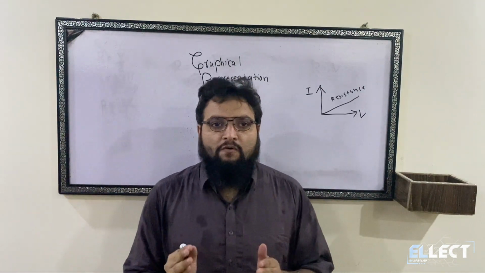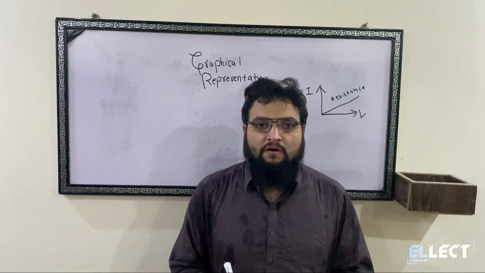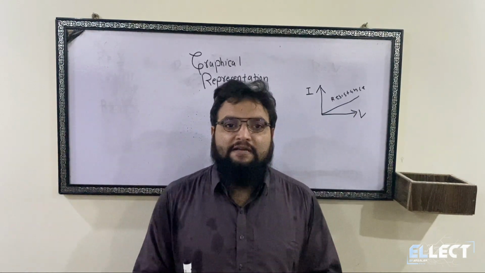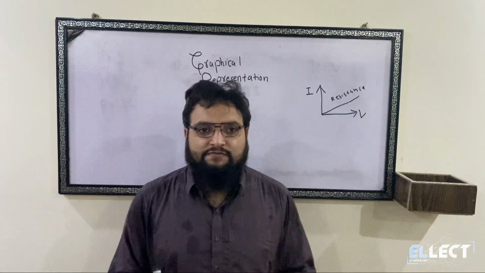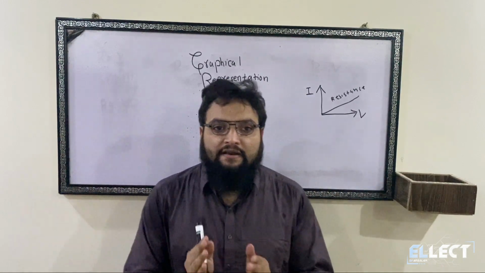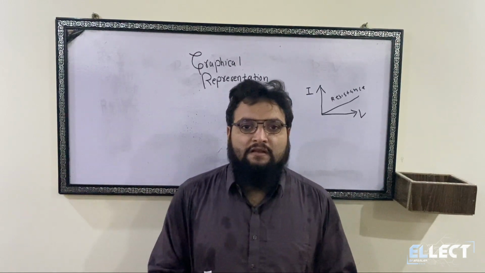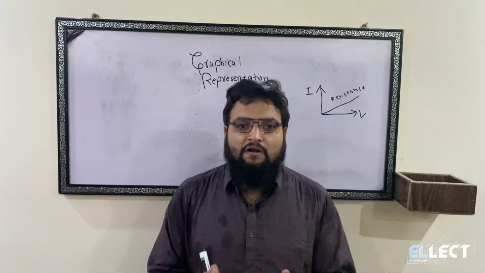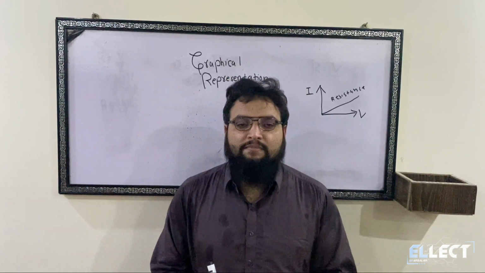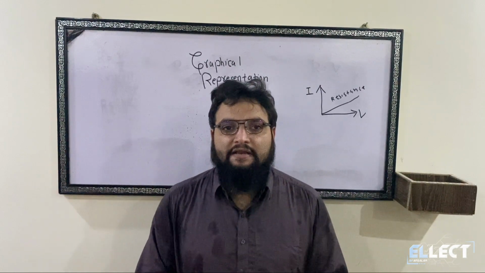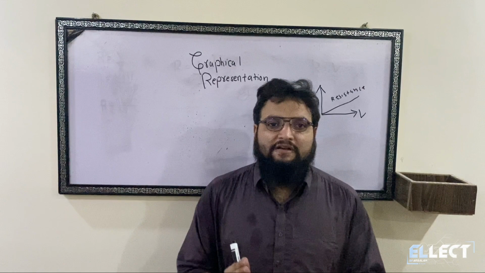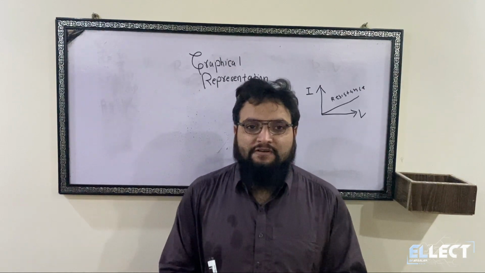The graph of Ohm's law is drawn between voltage and current, as voltage is a dependent variable, it lies on the x-axis, and current is an independent variable, it lies on the y-axis. A straight line will be drawn between voltage and current because current and voltage are in direct proportion to each other. So the straight line will give the value of resistance.